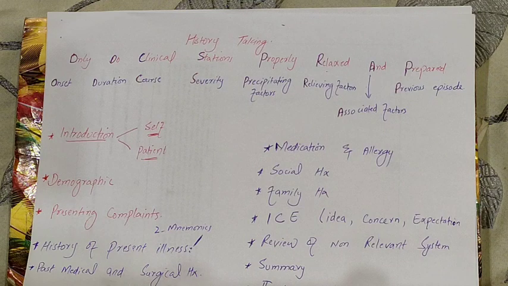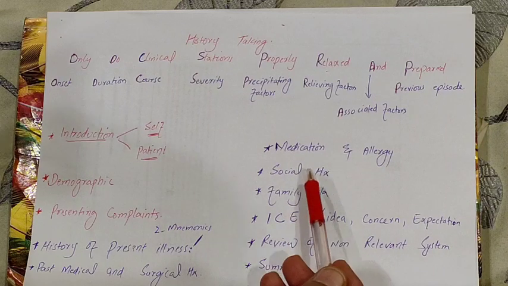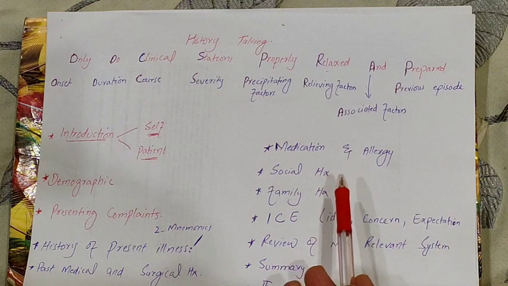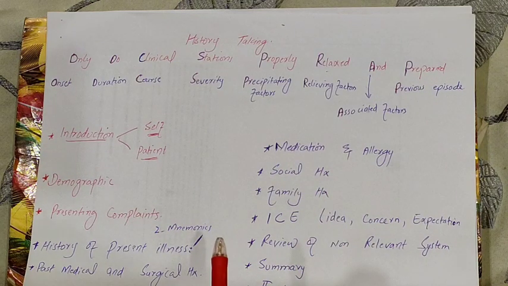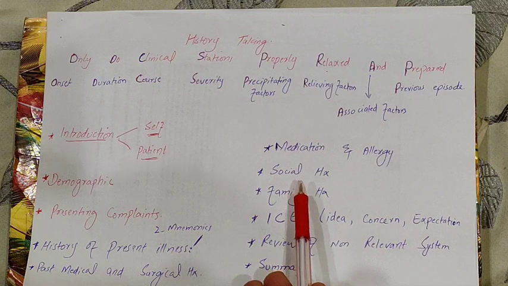Now after completing your history of present illness, you will come towards the past medical and surgical history. Past medical and surgical history is very simple. You will ask, do you have any other medical condition? Have you had any operation or radiotherapy or chemotherapy, anything like that? So this is the medical and surgical history. After that, you will ask about medication and allergy. Important one. Do you take any regular medication? Do you have any allergy? After that, you will ask about social history, which is also important.